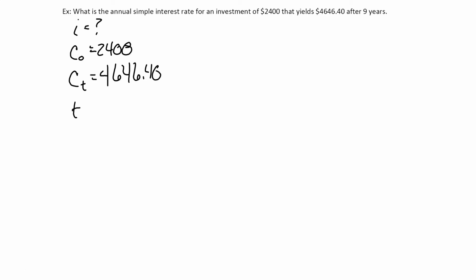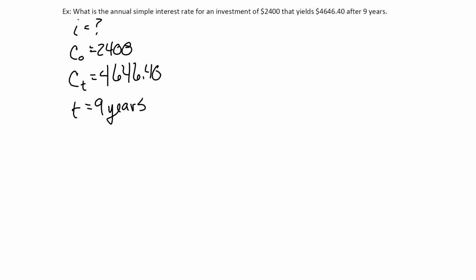Let's look at one more example. What's the annual simple interest rate for an investment of $2,400 that yields $4,646.40 after 9 years? So we know we're looking for I. That's the simple interest rate. The initial investment is $2,400. The final value is $4,646.40, and the term is 9 years.